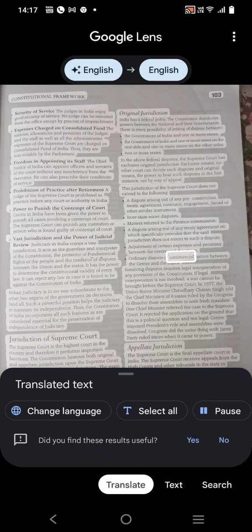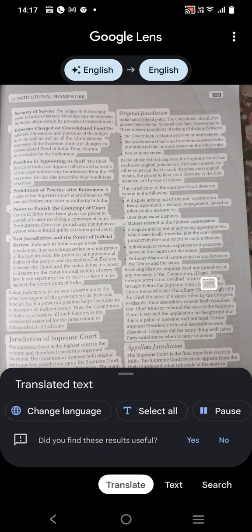Ordinary disputes of a commercial nature between the Centre and the states are not covered. Resolving disputes requires legal interpretation of any provision of the Constitution. If legal interpretation is not involved, a suit cannot be brought before the Supreme Court.